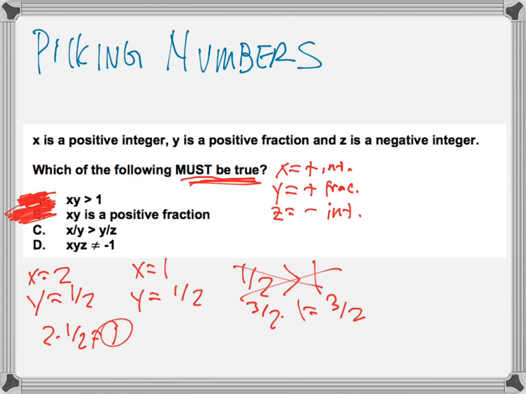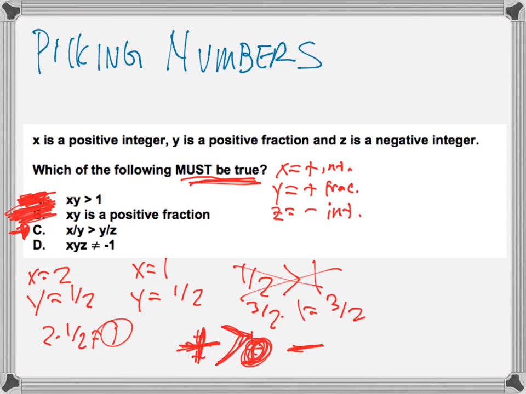C is that x over y is greater than y over z, right? And for this, if we look at what x over y is going to be, x over y is going to be a positive over a positive, right? And y over z is going to be a positive over a negative, right? So x over y is definitely going to be positive, and y over z is going to be negative. So it must be true that x over y is greater than y over z, because a positive divided by a positive is always going to be bigger than a positive divided by a negative. So I'm going to keep C.